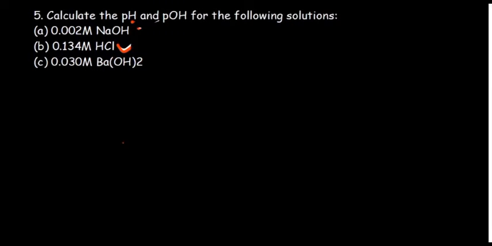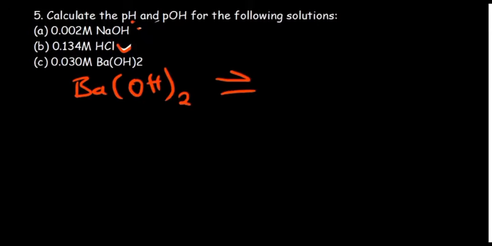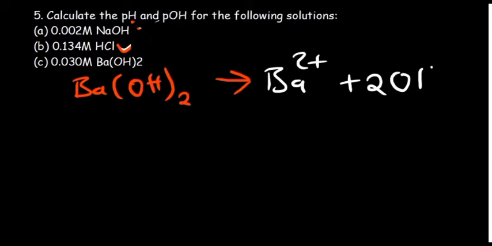Then part C. What we have is something that is a base, but it's a strong base. Okay. So barium hydroxide. For the dissociation reaction, it's going to be a bit different from what we've been talking about. This is also complete dissociation. So we have barium 2 plus in addition to 2 hydroxide ions. So this is how different it is. What is the initial concentration? It's 0.03.